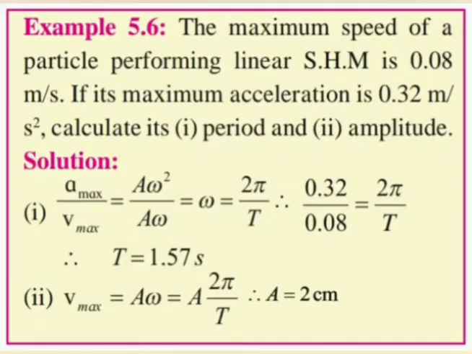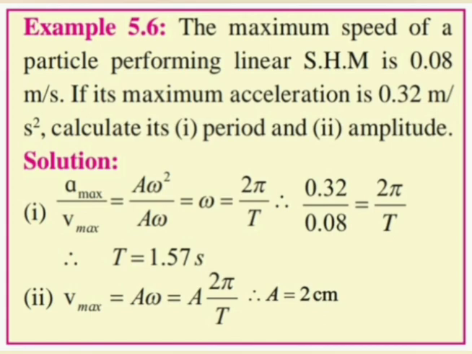So here we have the next condition of solved example. The maximum speed of a particle performing simple harmonic motion is 0.08 meter per second. It means the velocity of the particle. And the maximum acceleration is 0.32 meter per second square. So here we have to calculate the time period, that is T, and the amplitude of the particle. So let's go for the solution.